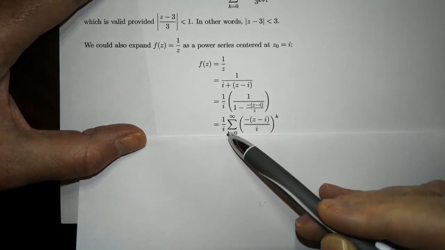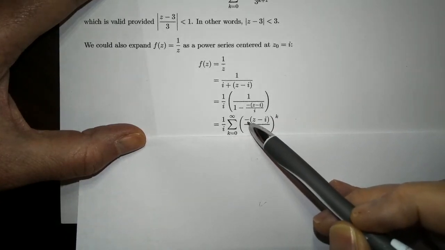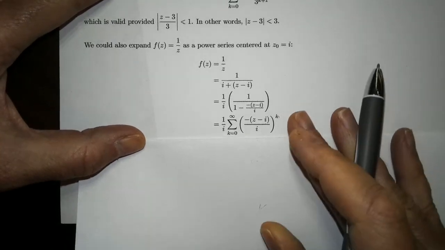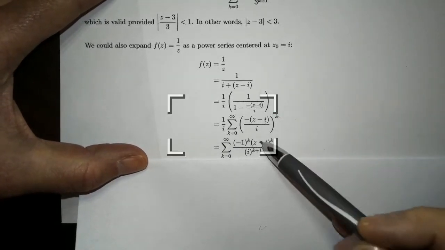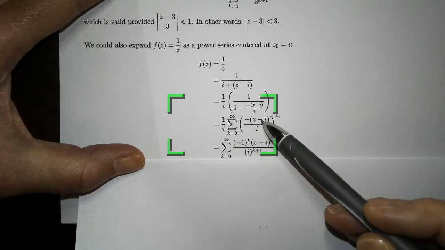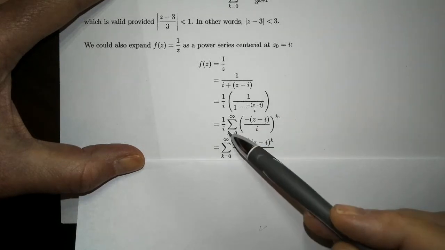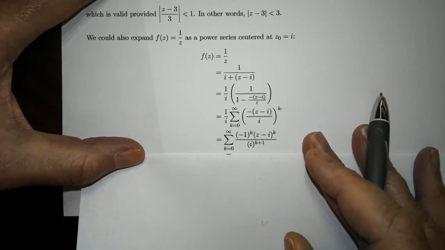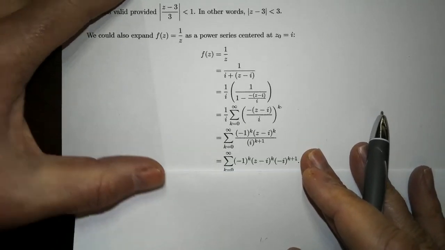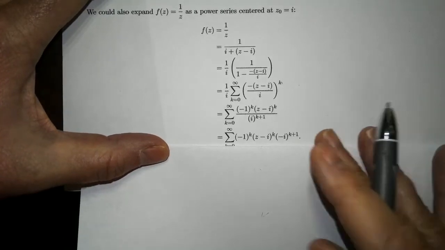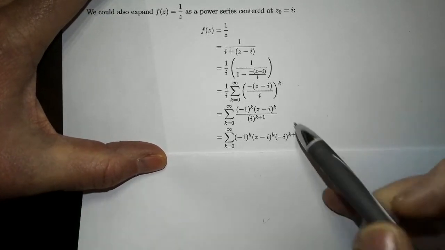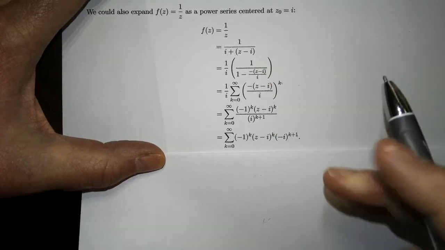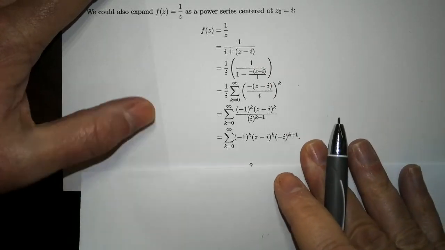I have 1 over i out in front. I have minus the quantity z minus i over i to the kth power. We're going to simplify that a little bit. We would have minus 1 to the k. We'd have z minus i to the k. We'd have i times i to the k, which is i to the k plus 1. But of course, dividing by i is the same as multiplying by negative i, so we would get the following. So here's a power series expansion centered at i for the function 1 over z.